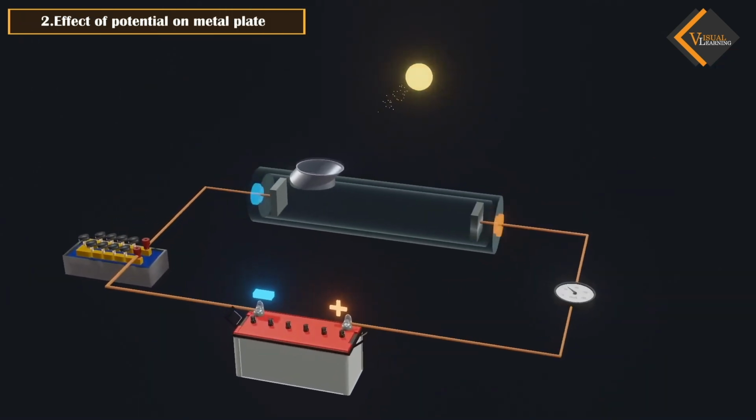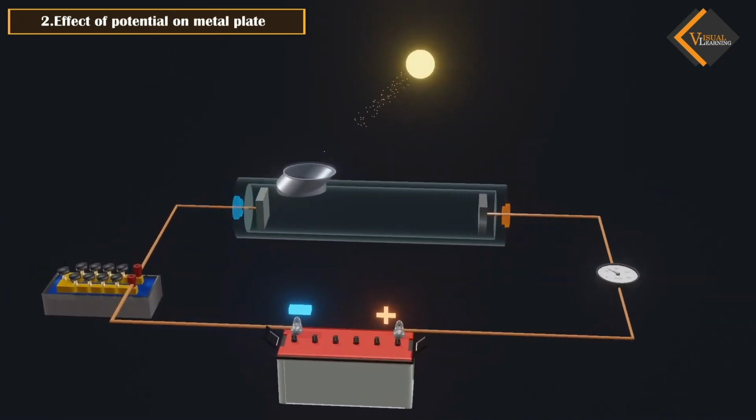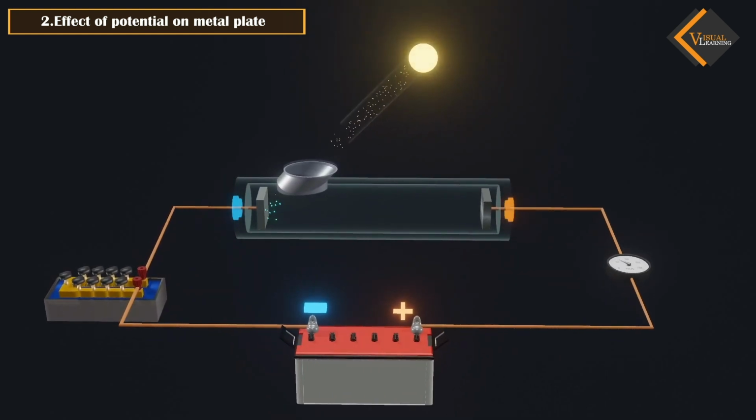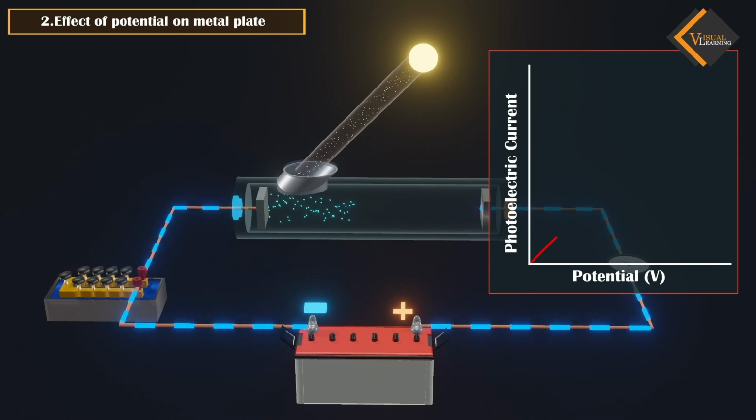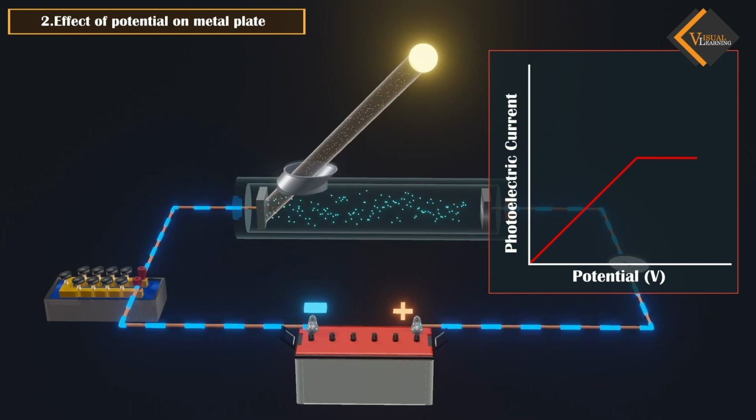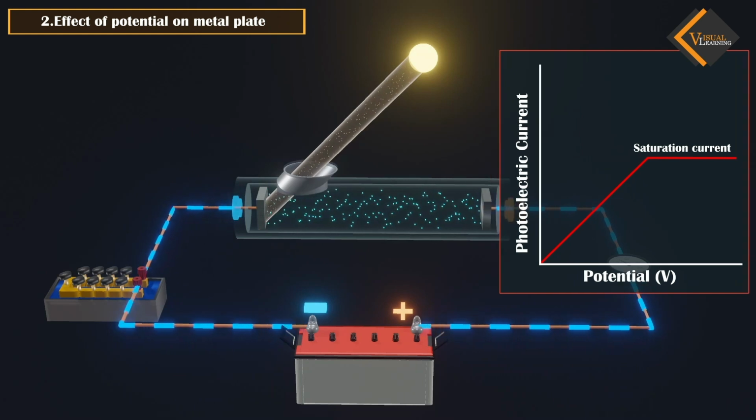Effect of potential on the metal plate. In this experiment, it was found that the photoelectric current increases gradually with the potential or voltage. However, after reaching a certain value of voltage, there is no increase in the photoelectric current. This maximum current value is called saturation current.